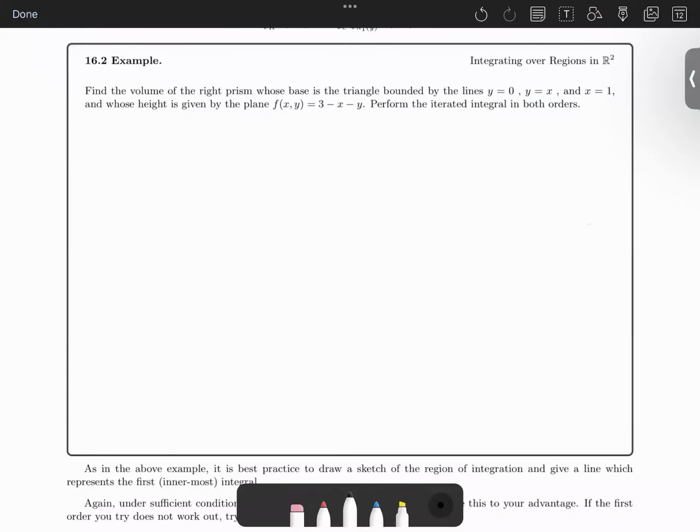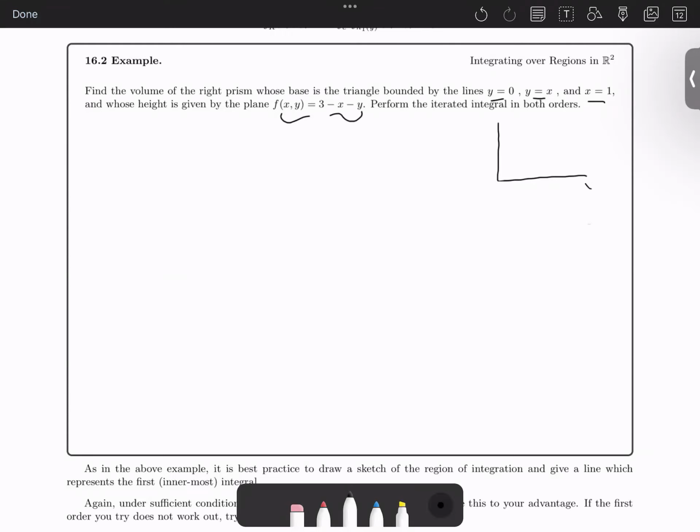I want to find the volume underneath a function that lies on top of a triangle bounded by the lines y is equal to 0, y is equal to x, and x is equal to 1. So 100% of the time, we're going to draw the region. So I've got this function that's existing over a triangular region in my plane, right? Because this is a function of 2 dimensions.